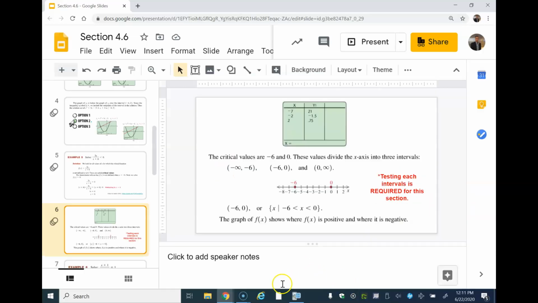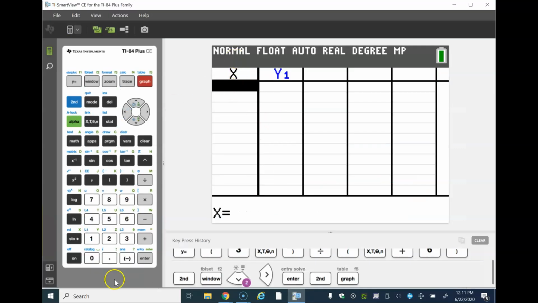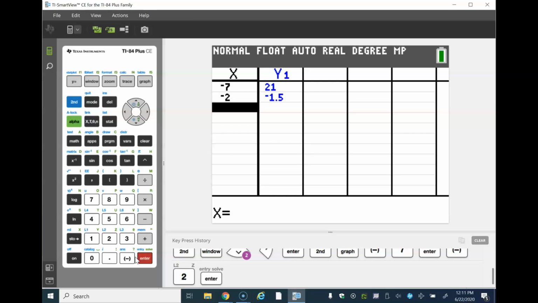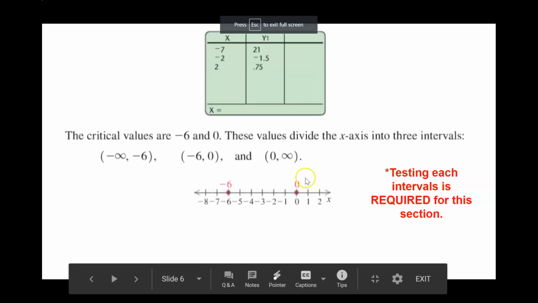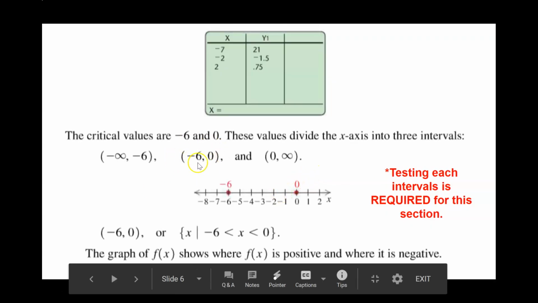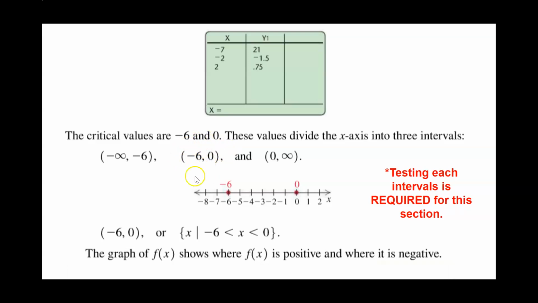So let's go to the calculator. If you put in here negative 7, you get 21. We put in negative 2 for the next one, and then 2. And we get our answers. Looking at this one here, the only negative one that provides us is the second interval for a negative number. So if that's the case here, this second interval is the only one that's going to be the actual answer for this problem.